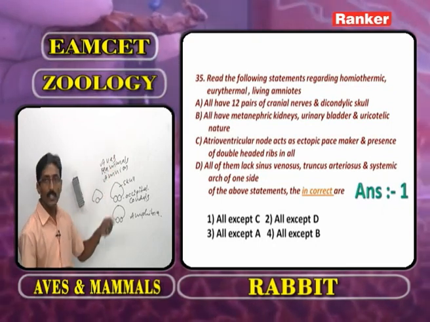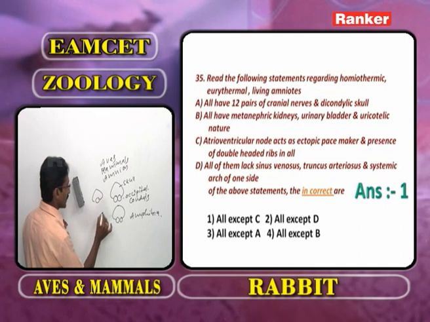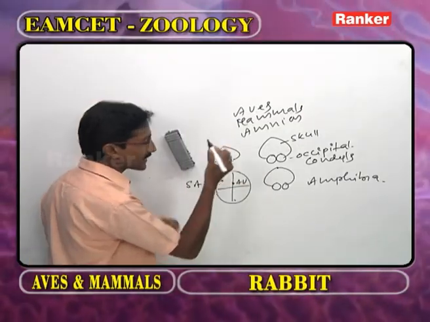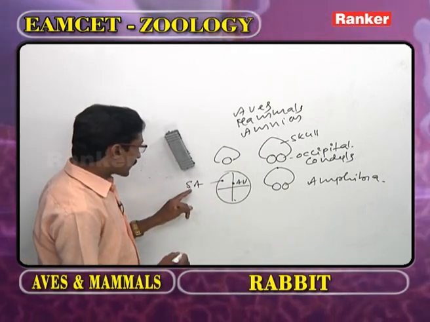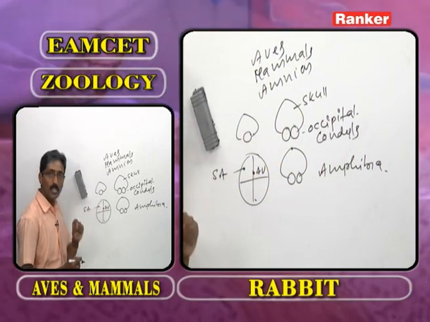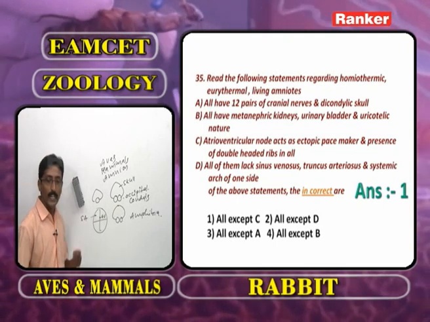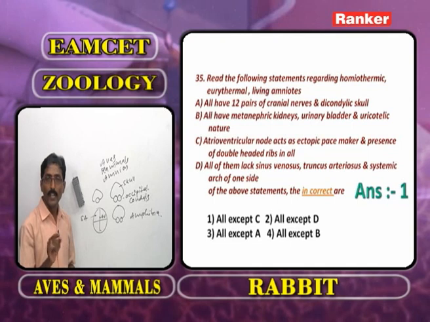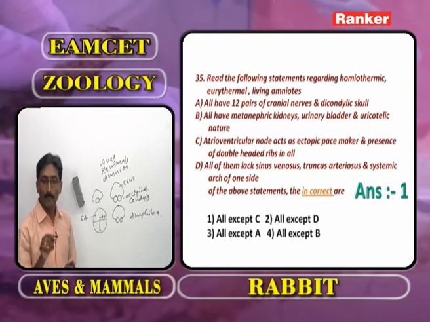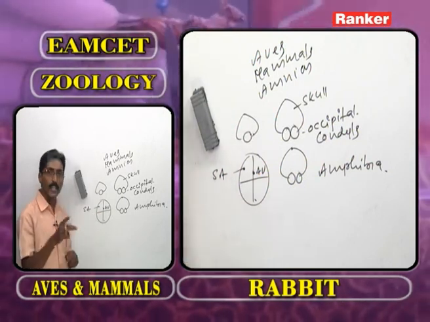Third, in aves and mammals, in the heart, how many nodes are present? 2 nodes. One we call the SA node, and the second one we call the AV node. The number of nodes is 2. But what is the pacemaker? SA node. Whenever the SA node is not working, the AV node works as a pacemaker. So as we observe the third option, atrioventricular node, that is AV node, acts as ectopic. Ectopic means whenever the SA node is not working, the AV node works as a pacemaker. And presence of double-headed ribs. In aves and mammals, the ribs are double-headed, number of nodes is 2. Whenever the SA node is not working as a pacemaker, the AV node works as a pacemaker. So the third statement is correct.